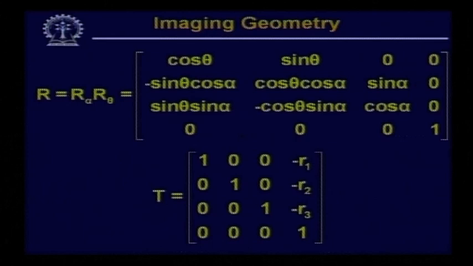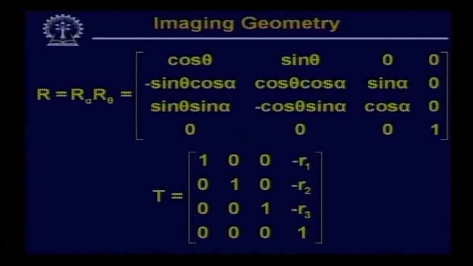We have also seen in the last class that the rotation matrices R theta and R alpha can be combined together to give a single transformation matrix R, which is nothing but the product of R alpha and R theta.